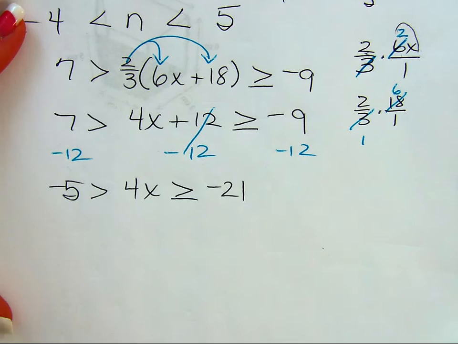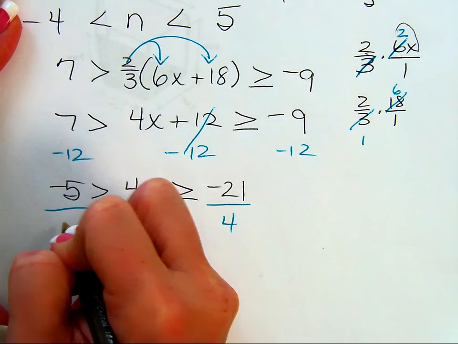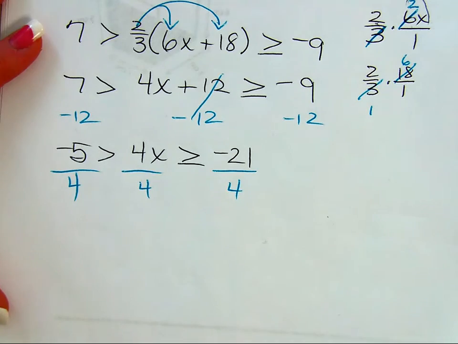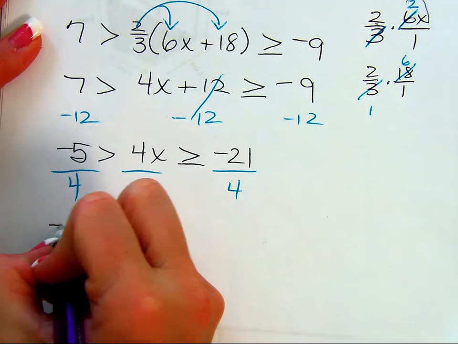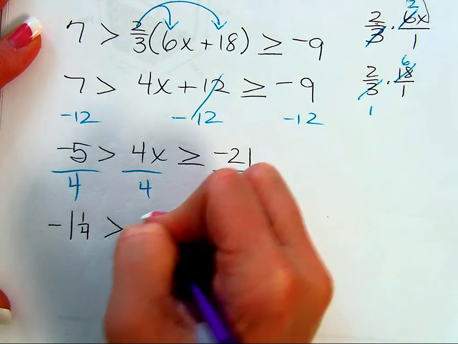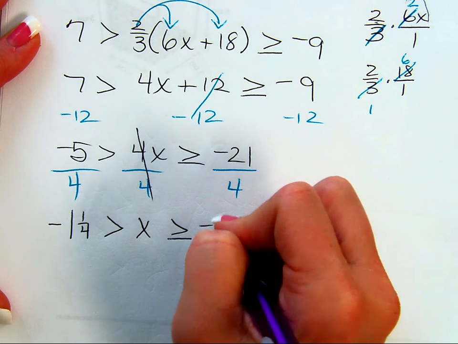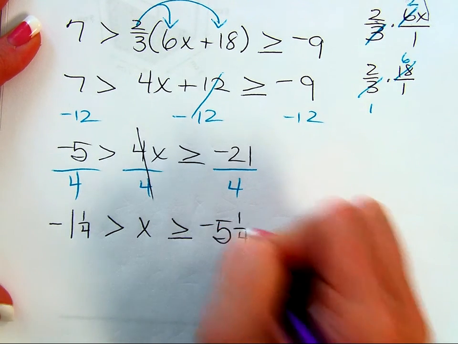But I'm going to divide. Am I dividing by a positive or negative? Does anything get switched around? Nope. Negative 1 1/4 is greater than still x, which is greater than or equal to negative 5 1/4.